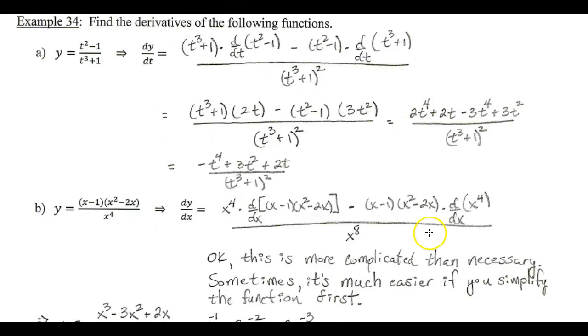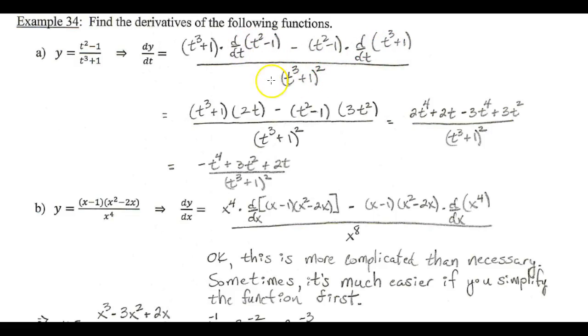It's always true. All right, so in example 34, let's say we have y equals (t squared minus 1) divided by (t cubed plus 1). So we have a function divided by a function. We got the high divided by the low, right? So it's low, t cubed plus 1, d high, the derivative with respect to t of t squared minus 1, minus high, t squared minus 1, d low, the derivative with respect to t of t cubed plus 1, over low low, or low squared. Low d high minus high d low over low low.